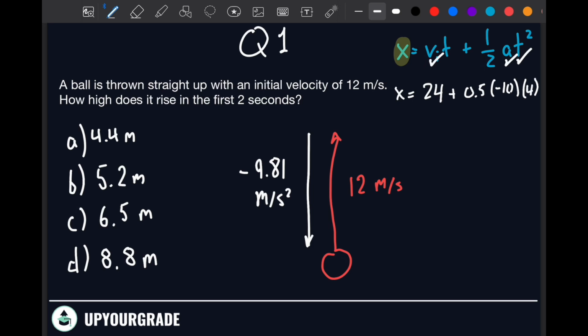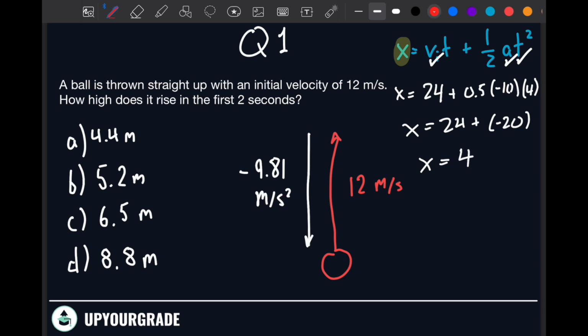Now all of a sudden this is a lot easier to do in your head. But what's important to note here is that the value of this term in our estimate is going to be a little bit greater than it actually is because we used minus 10 as opposed to minus 9.81. So we now have x is equal to 24 plus minus 20, which is going to give us about 4. So x is equal to about 4.